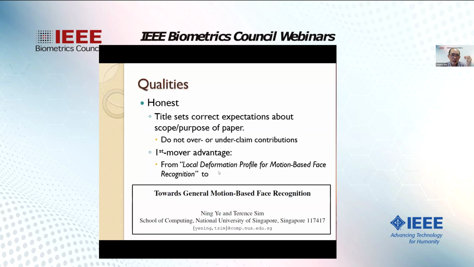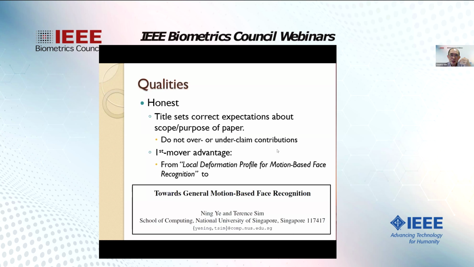Okay, so here's an example. This is a paper that I wrote with my PhD student. The first title that my student came up with was Local Deformation Profile for Motion-Based Face Recognition. Okay, towards general motion-based face recognition. So we have the first mover advantage because we were the first paper, published long ago, to suggest using motion to do face recognition instead of a static image. That means the motion of your face to perform the face recognition, not just a static image.